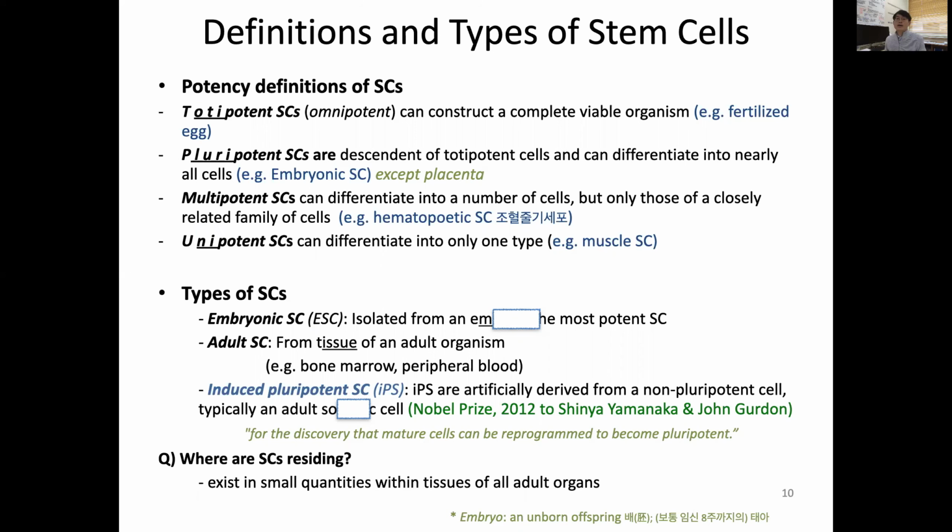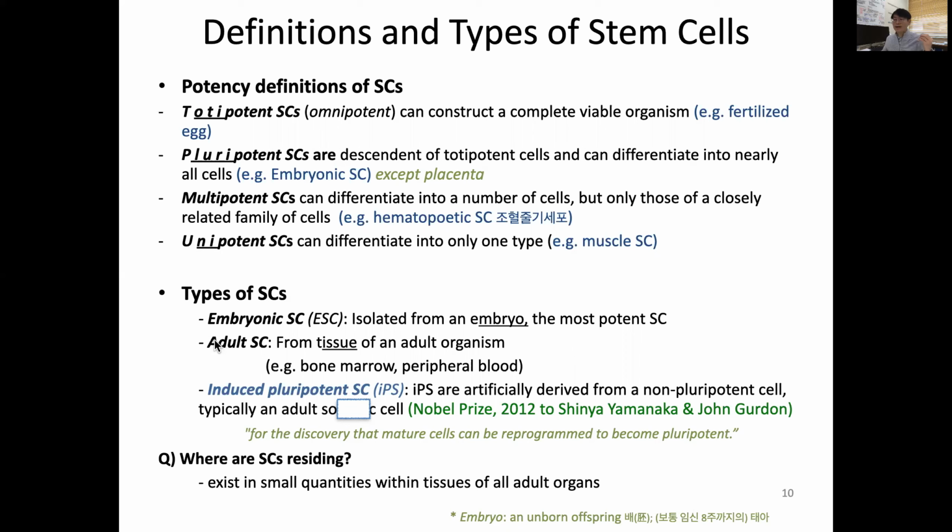And now let's discuss what kind of stem cells are available. So first, isolated from an embryo, the most potent stem cell is called embryonic stem cell. But as you can imagine, embryonic stem cell is after this fertilized egg. So from the religious point of view, this can cause an ethical issue for stem cell research. So there's another breakthrough.